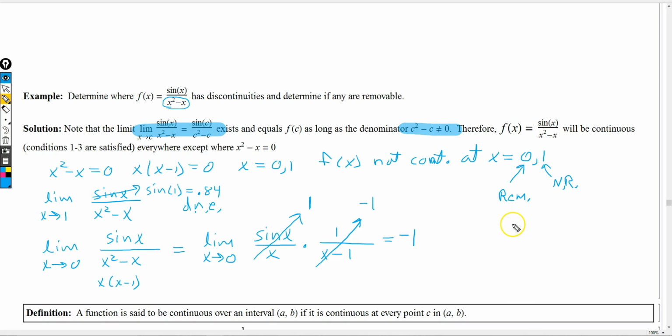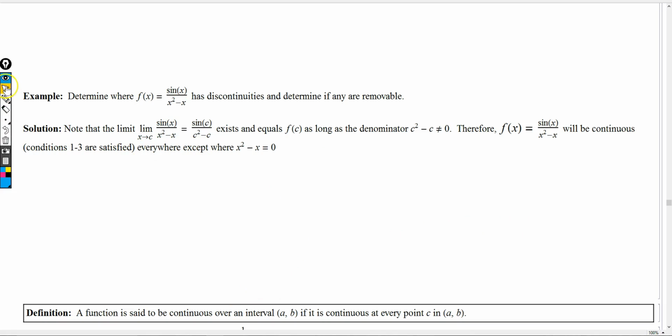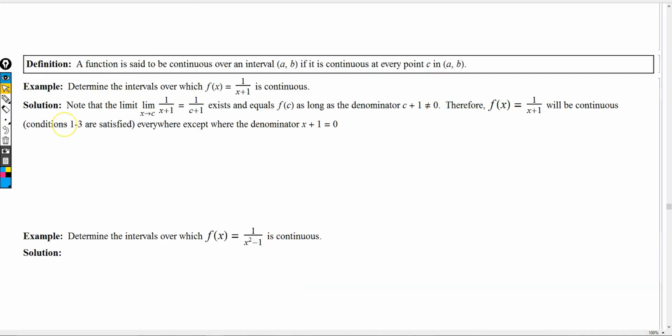All right. Let's take a look at another definition down here. So here we have the definition for continuity over an open interval. And we simply say this: a function is said to be continuous over an open interval (a, b) if it is continuous at every point c in the open interval (a, b). All right, so let's take a look at two examples here.